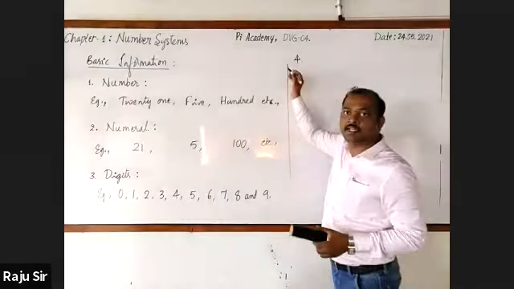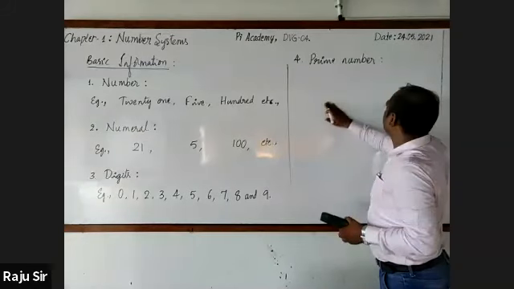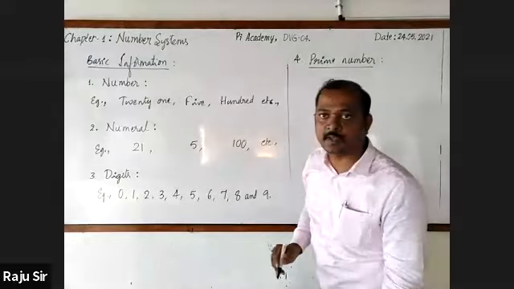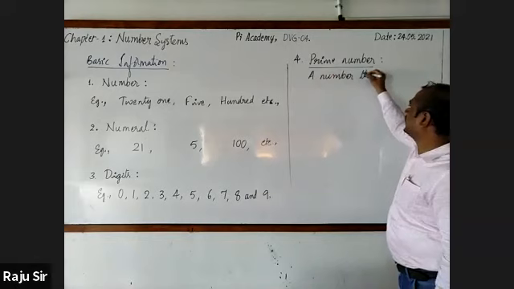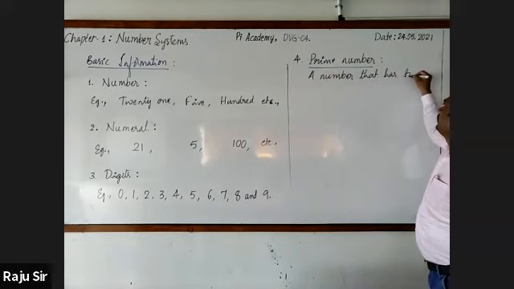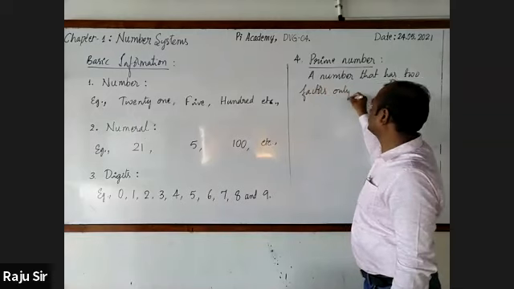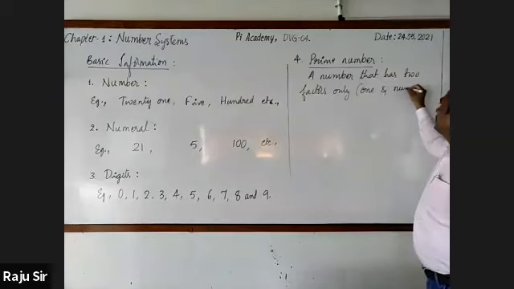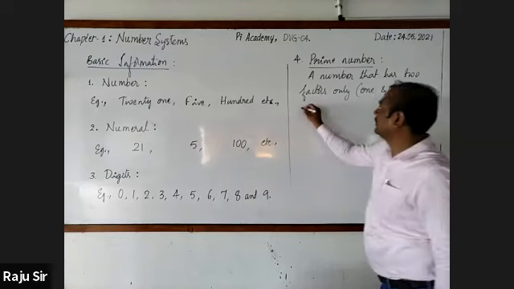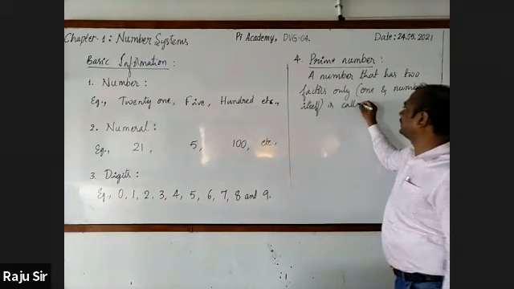Write the side heading: prime number. And write its definition as well. A number that has two factors only. In bracket you will write 1 and number itself, is called a prime number.